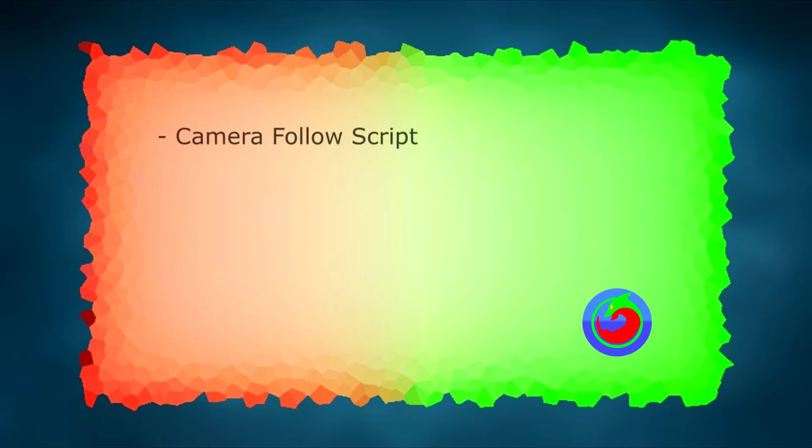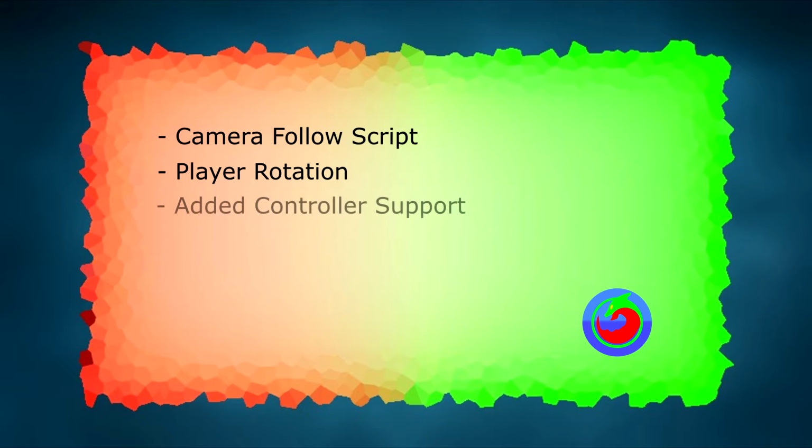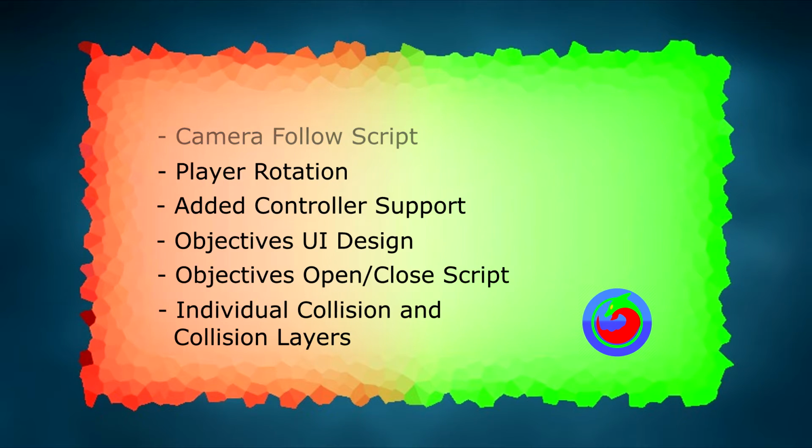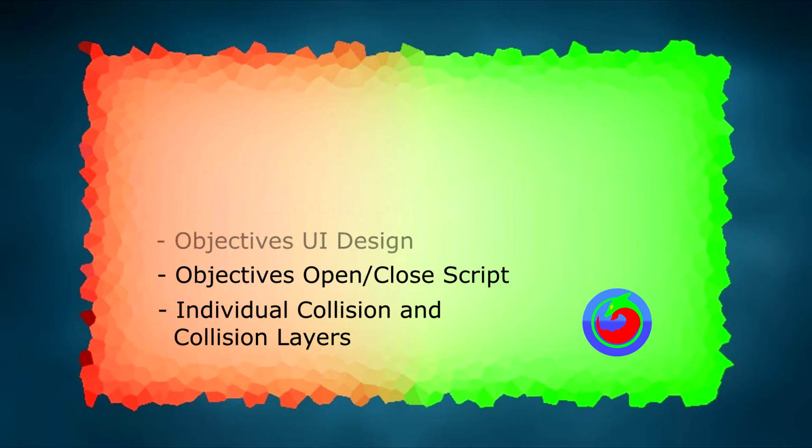Okay, welcome back guys. So this time we're going to look at some camera follow script. We're also then going to look at player rotation, so having the sprite rotate around depending on what key we press. We're going to add controller support. We're also going to have objectives UI designed, and we're also going to have the script to open and close that UI. Finally, have individual collisions and collision layers. We're going to have a quick look at that.